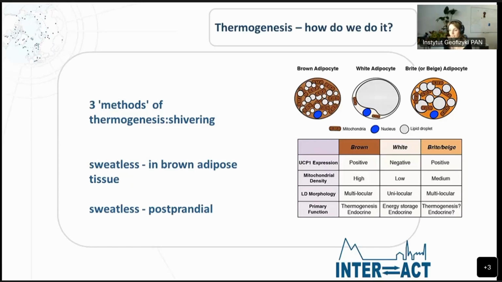So this shivering is like muscle tremor, which is uncoordinated totally, and which is either sweatless, meaning it is induced by the activity of brown adipose tissue, or caused by eating something warm. The actual word is postprandial, so it means it is after a food intake.